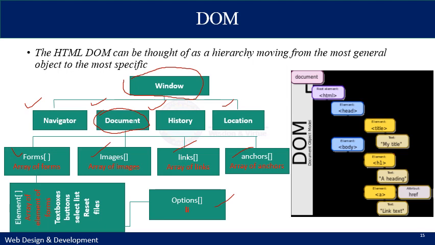The HTML DOM can be thought of as a hierarchy, moving from the most general object to the most specific type. So if you move to the document, you have the first element HTML, and then you have two child elements, head and body, and then you can move through the head tag to get the title, etc., and then you can move through the body tag to get the headings and other list elements, etc.